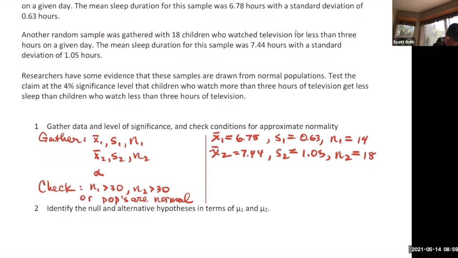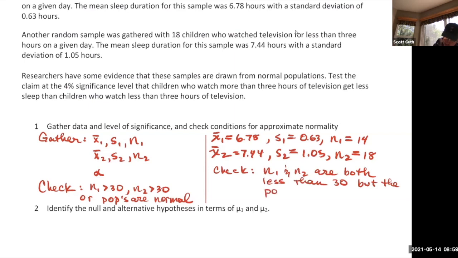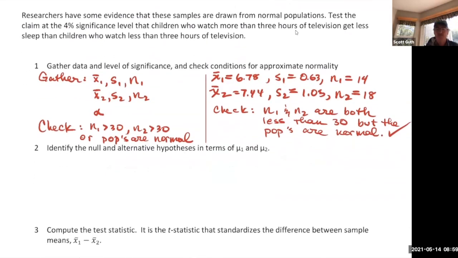Okay, so let's go ahead and do our check. Let's say N1 and N2 are both less than 30. That's bad. But the populations are both normal. So that's all we need. Okay, any questions?